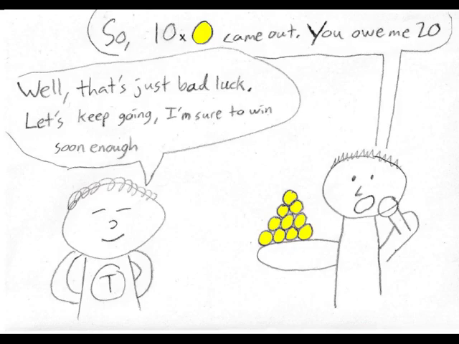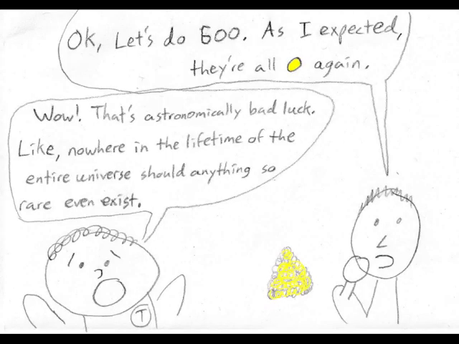So, 10 yellow candies came out. You owe me 20. Well, that's just bad luck. Let's keep going. I'm sure to win soon enough. Okay, let's do 600. As I expected, they're all yellow again. Wow! That's astronomically bad luck. Like nowhere in the lifetime of the entire universe should anything so rare even exist.